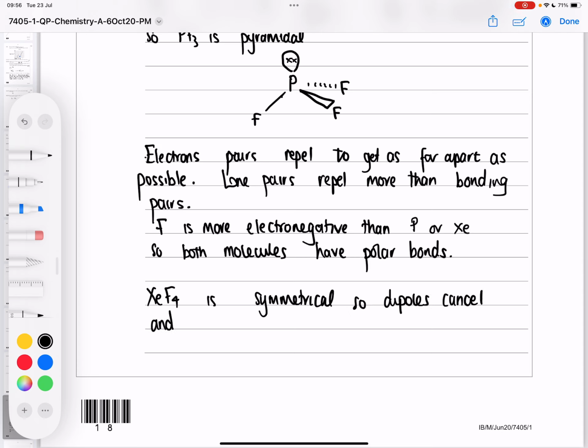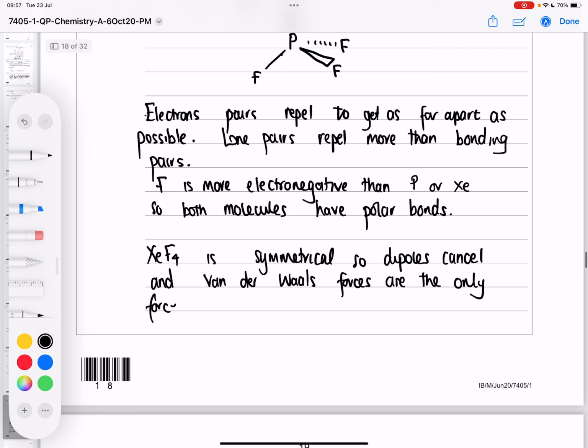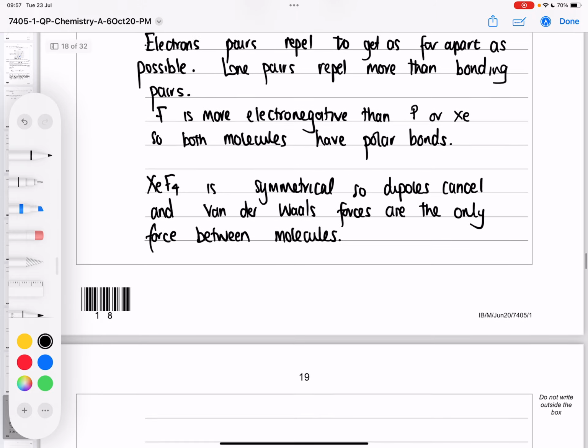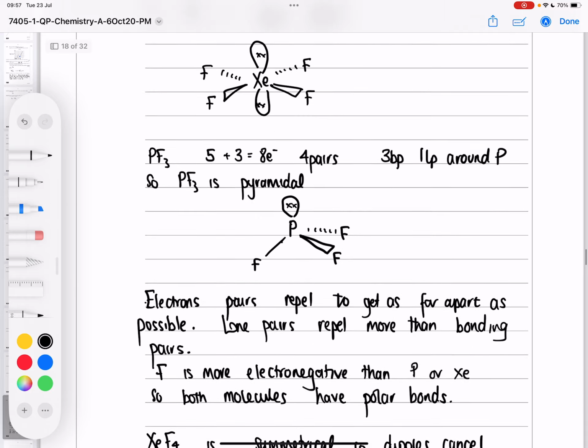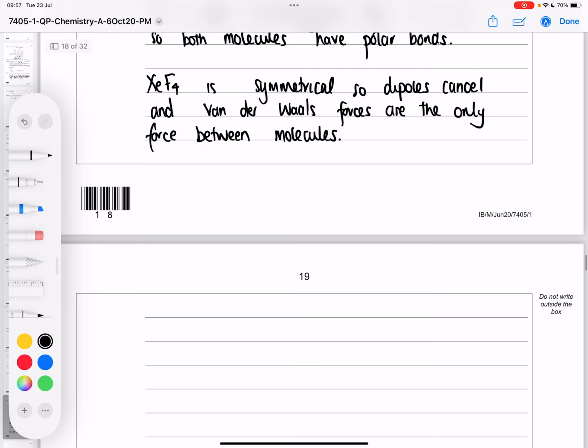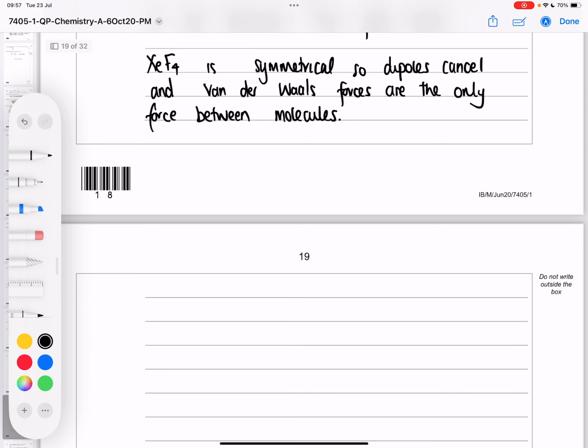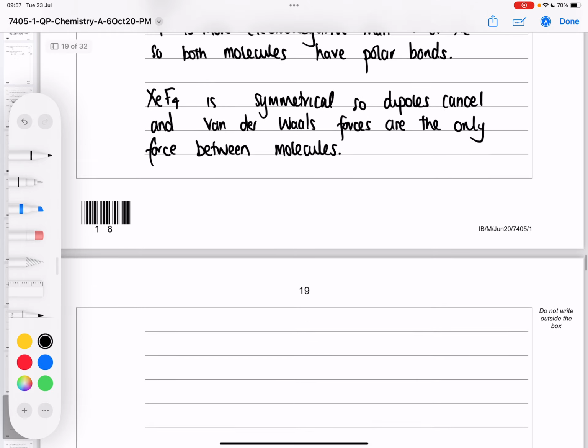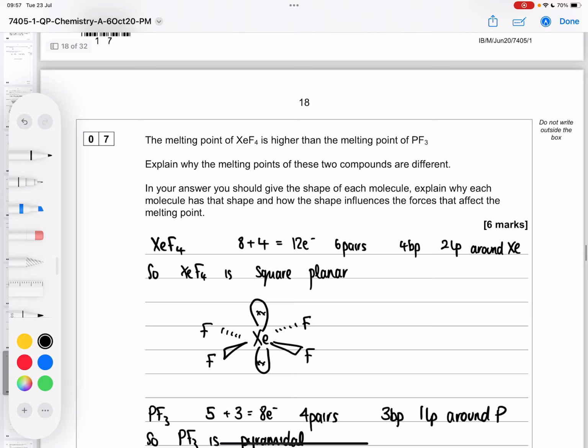And van der Waals forces are the only force between molecules. And then we're sort of thinking, well, if PF3 has permanent dipole-dipole and XeF4 has van der Waals, why is it that XeF4 has a higher melting point? I think the question was asking us, yeah.